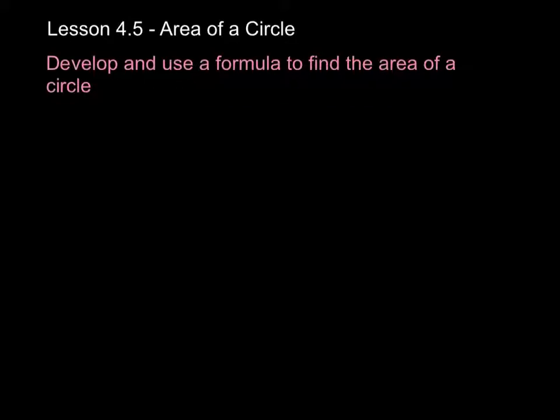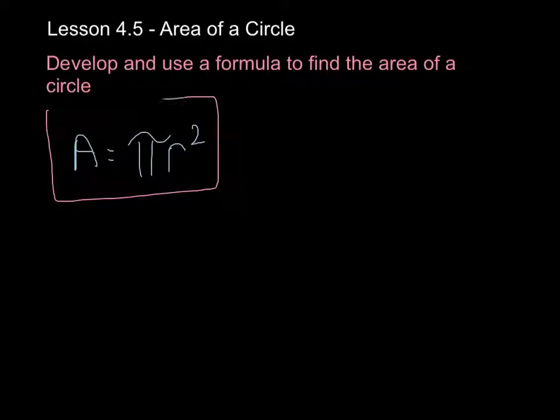So the area of a circle, I'm just going to write it in blue. The formula that you'll need to know for this one is the area of a circle is equal to pi multiplied by the radius squared. So this is the big formula that we'll be using within this lesson. But we're going to take one step back before we do some examples and just look at how we got this formula and how we developed it in the first place.